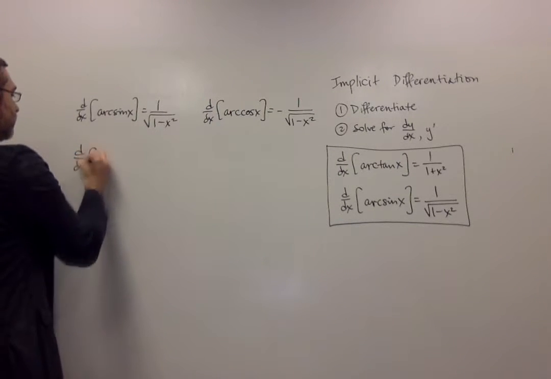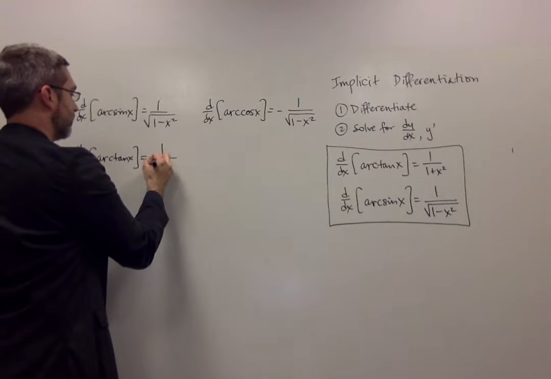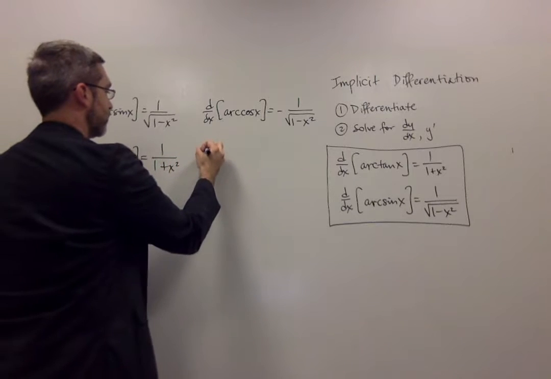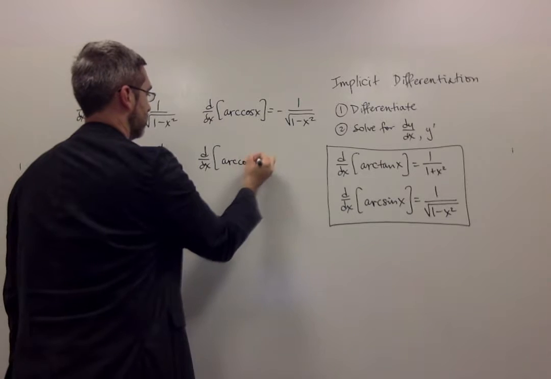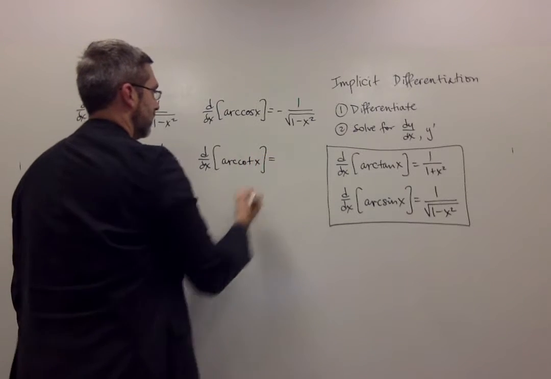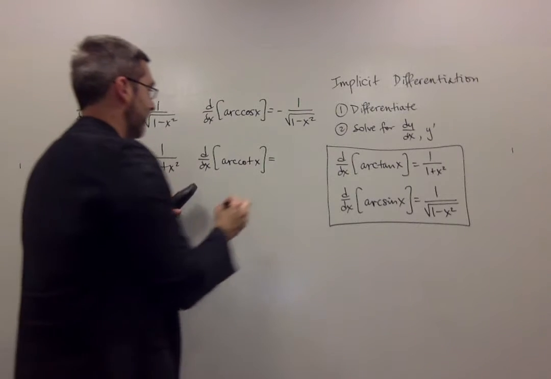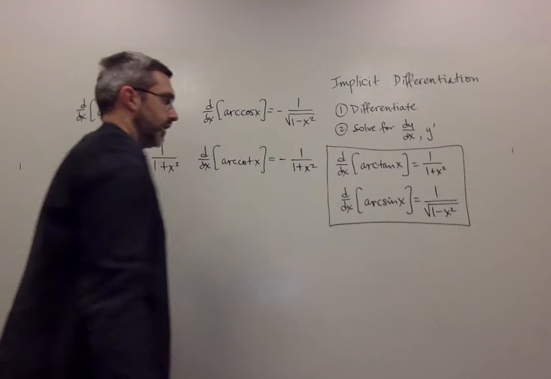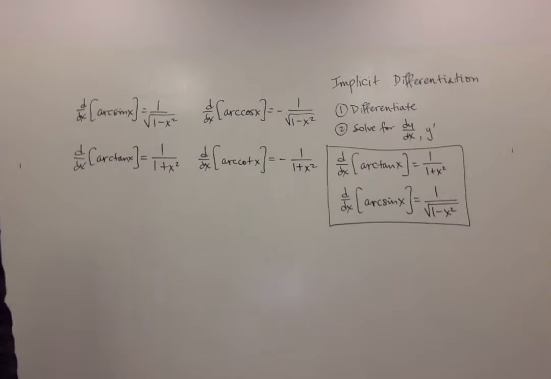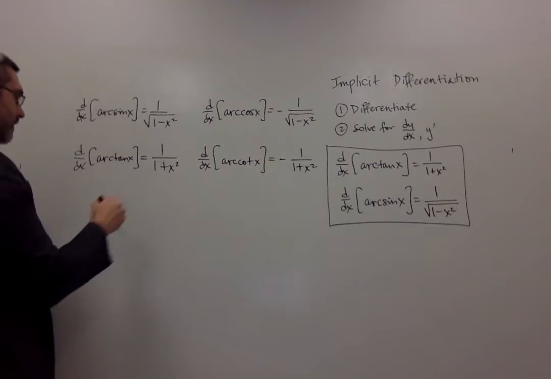So now the derivative of arctangent is 1 over 1 plus x squared. It turns out the derivative of arccotangent is, can you guess? It's the negative of that. Negative 1 over 1 plus, sorry, 1 plus x squared. Okay, it turns out that it's the negative of that.